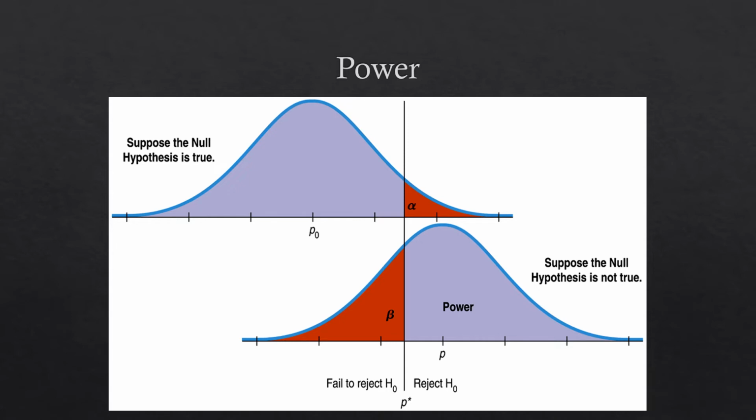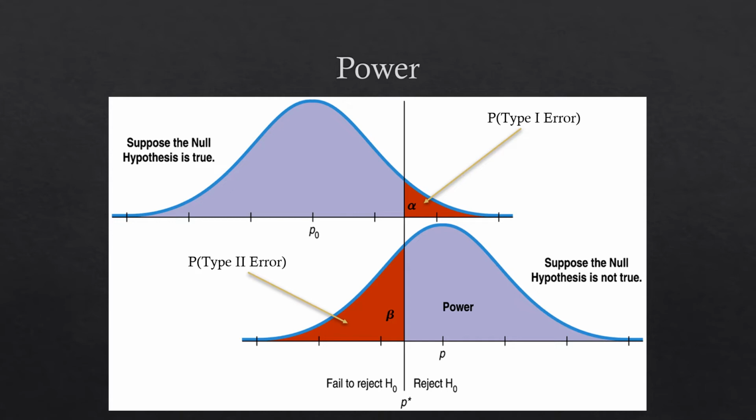So what we have here is the relationship between making a type 1 error, that's on our top, and the relationship also with making a type 2 error. On the top we have supposing that the null hypothesis is true, and on the bottom, suppose the null hypothesis is not true. What we see in red at the top, our alpha level, is our probability of making a type 1 error. And if we look at the bottom, that red shaded region is beta, which is the probability of making a type 2 error.